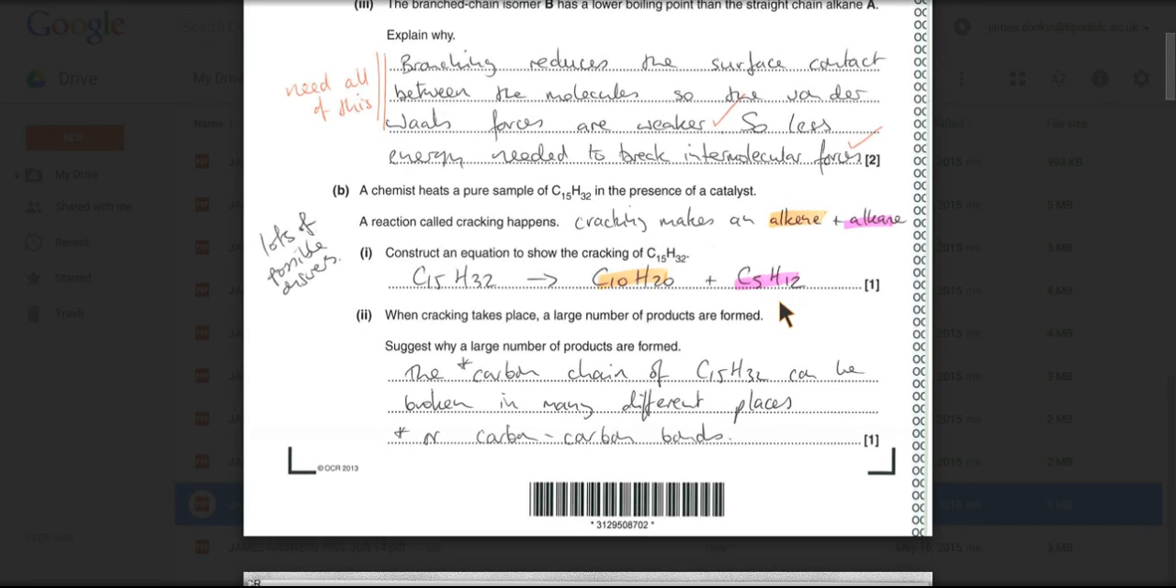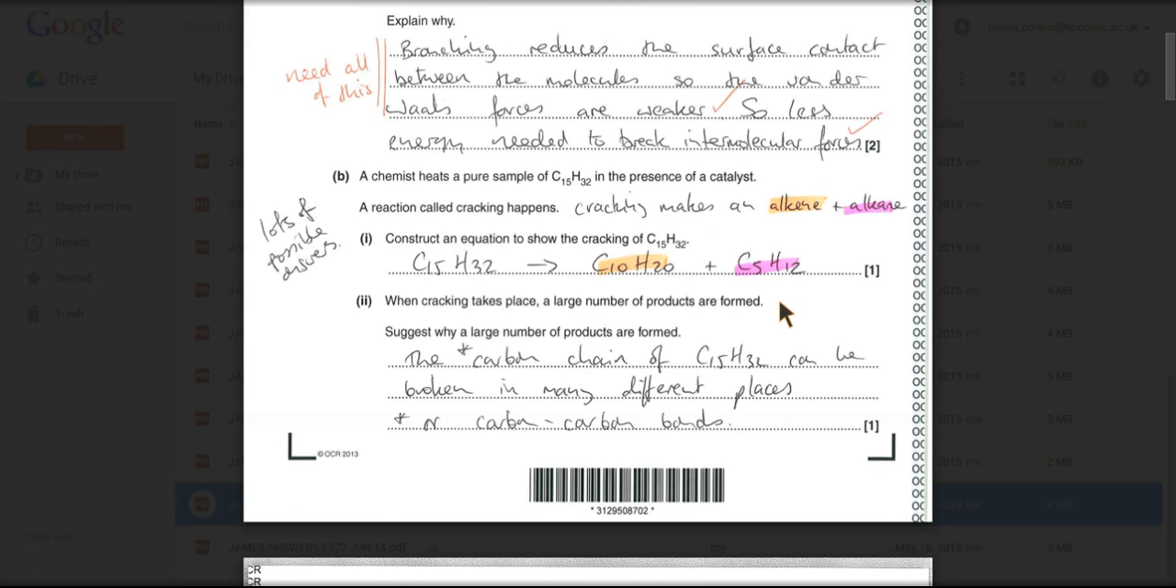Lots of possible answers. Why? Because the carbon chain, or the carbon-carbon bonds in the hydrocarbon, can be cracked in lots of different places.